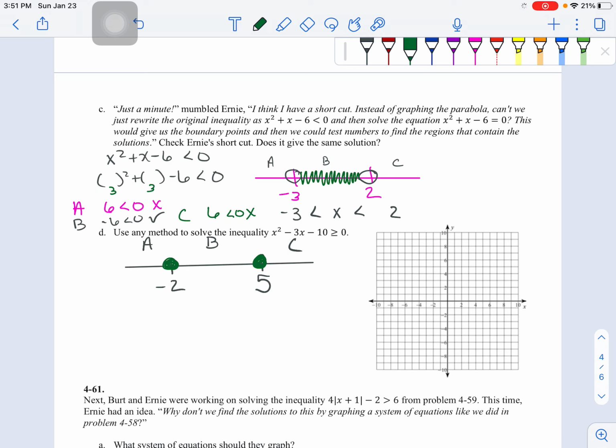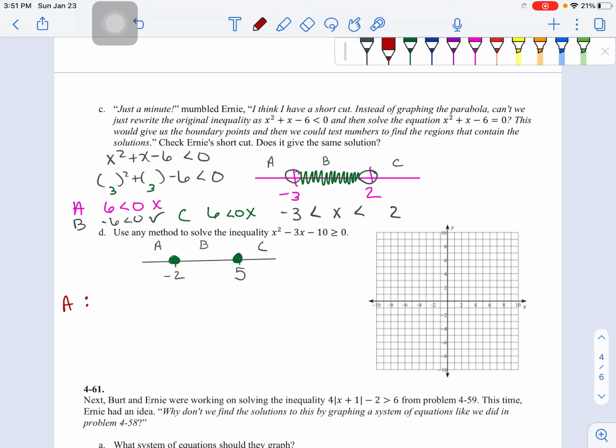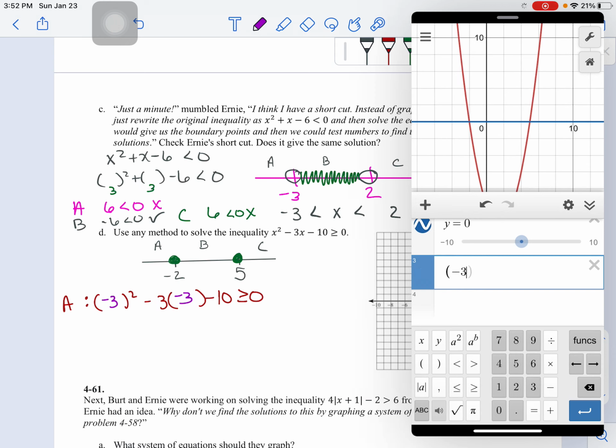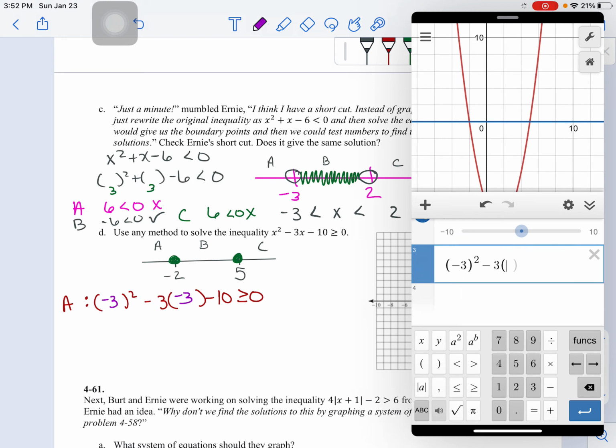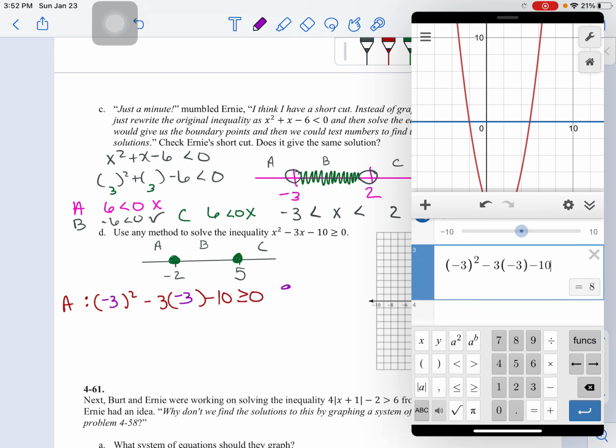Okay. And now we're going to test. And I'm going to show, since I have a lot of room here, let me try to make this a little smaller. I'm going to show all the tests and write them all out. So section A, let's use a negative 3. We are looking to see if it's bigger than 0. So I'm going to put a negative 3 in here, and I'm going to pull up Desmos again. Make sure you're using parentheses, because when you square it, it's a mess if you don't use them. I get an 8. Is 8 greater than or equal to 0? It is.